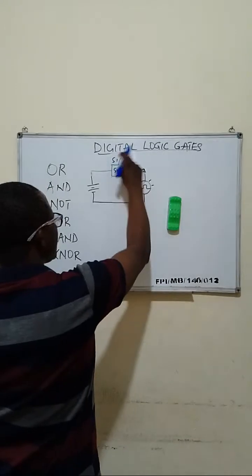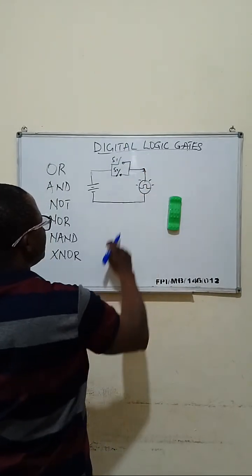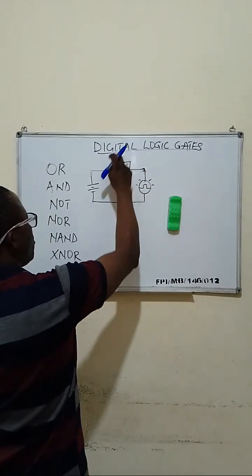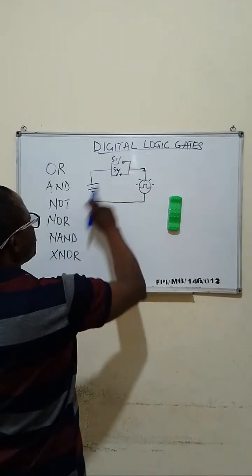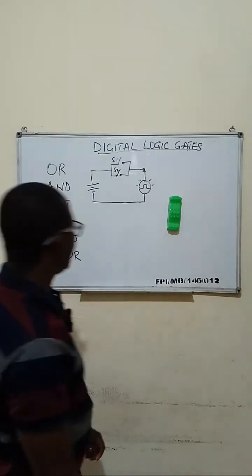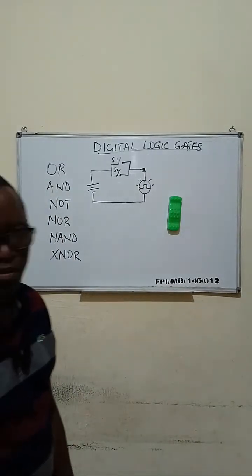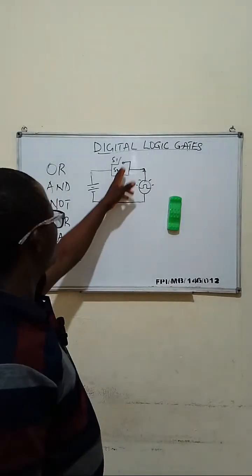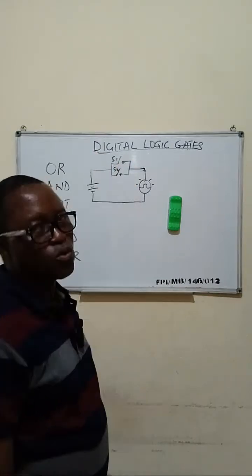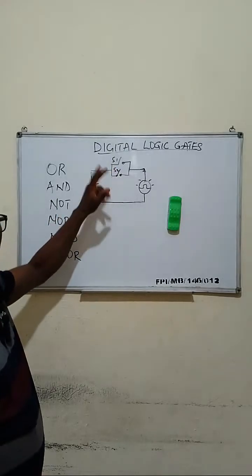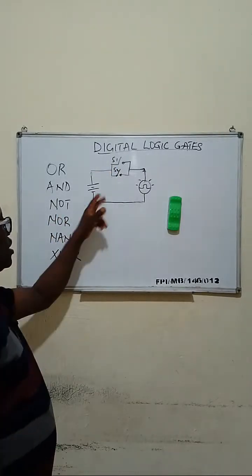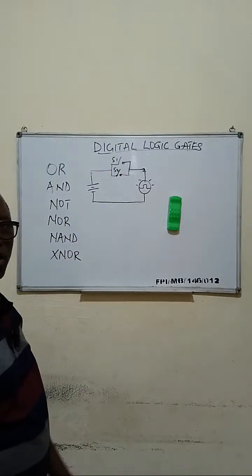If you turn on the switch S1, current will flow through this lamp. If you leave this one open and turn on switch S2, same thing will happen. Current will flow through the lamp. Also, if you turn on both of them, current will still flow. So that is the behavior of the OR gate. Either or both of the two inputs can give us a high output.